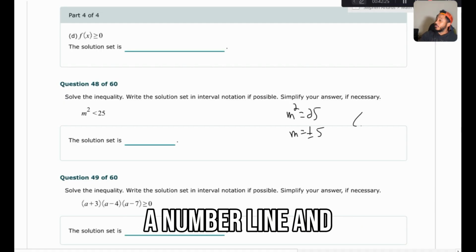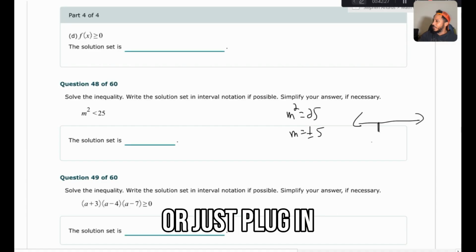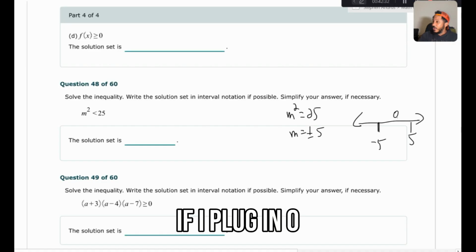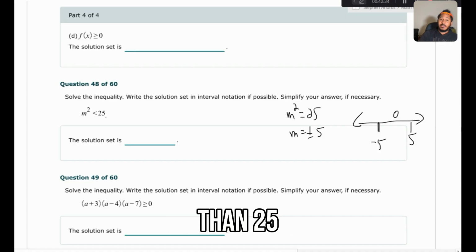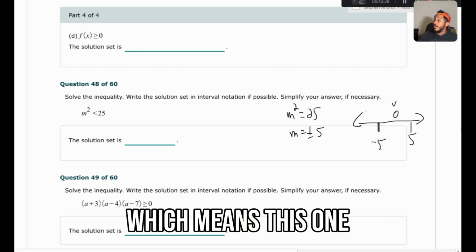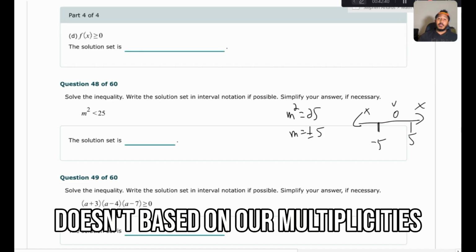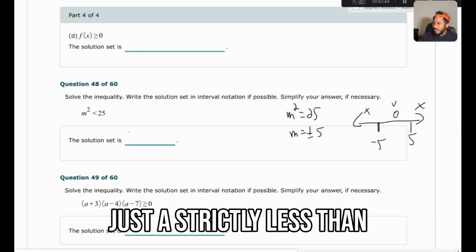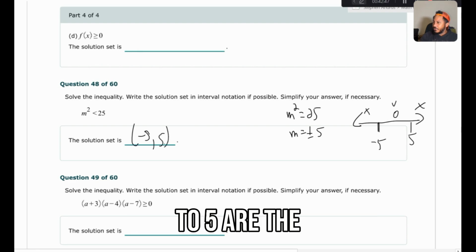But then we say put those numbers on the number line and plug in test points, or just plug in one test point and use our multiplicities, right? So like here, if I plug in 0, is this true? Is 0 squared less than 25? It is. So it checks out, meaning all those numbers in between check out, which means this one doesn't and this one doesn't, based on our multiplicities. And so we say, okay, got it, from negative 5 to 5. It's just a strictly less than, so parentheses, negative 5 to 5 are the numbers that work.